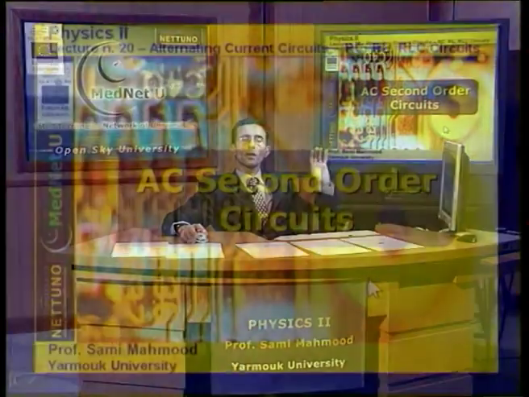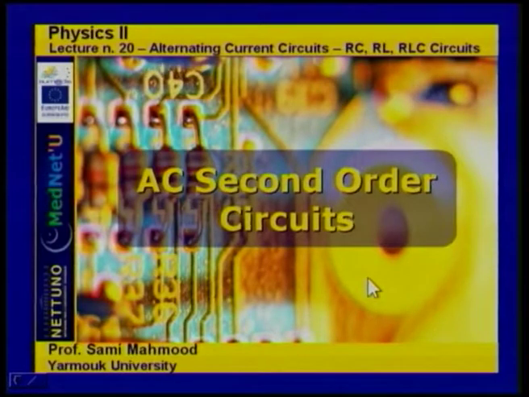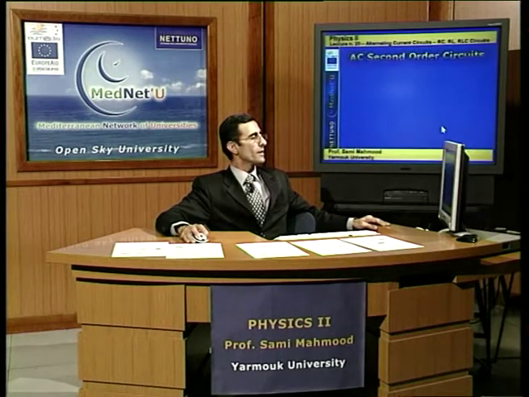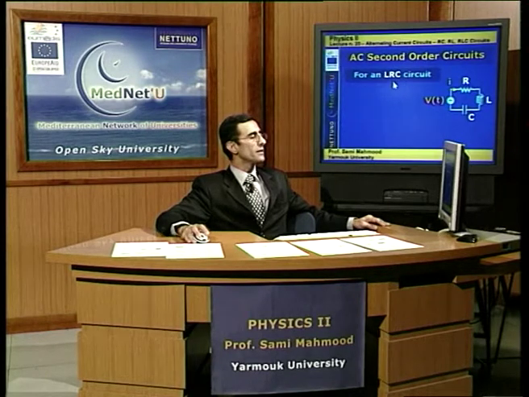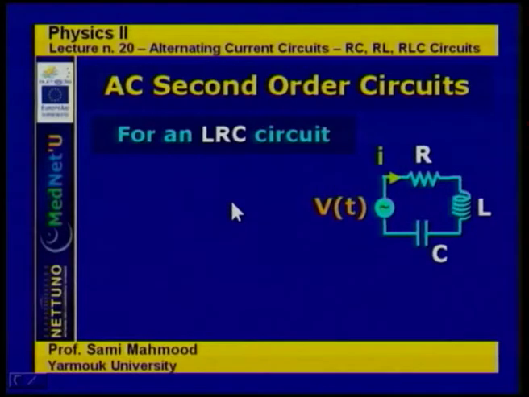And now we have finished the discussion of the first order circuits, and we move now to second order circuits. Second order circuits include both inductors and capacitors, and maybe resistors too, resistance R. So these circuits are represented by second order differential equations. In this case, for an RLC or LRC circuit, we have a voltage that is dependent on time, and we have a resistance, an inductor and a capacitor.